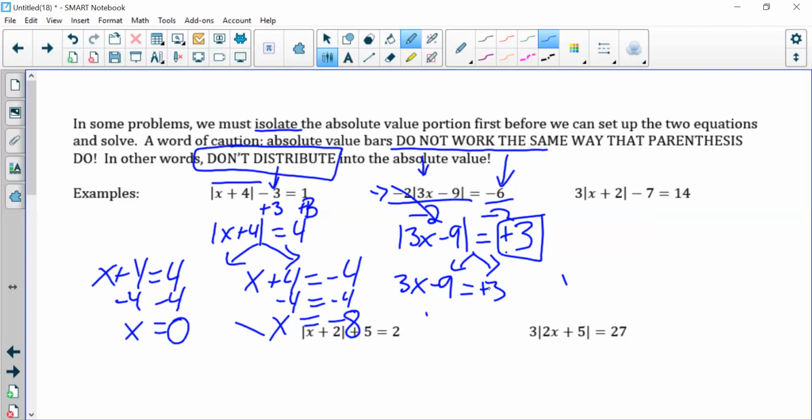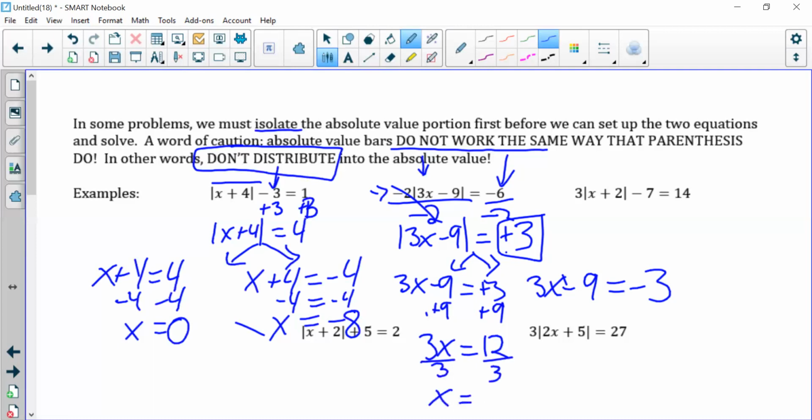So now that we've confirmed that this is a positive, because remember absolute value can't equal a negative, let's go ahead and continue splitting this. So 3x minus 9 equals 3, and 3x minus 9 equals negative 3. Go ahead and solve it. So we're going to add 9 to both sides here. So 3x equals 12. Divide both sides by 3. So x equals 4.